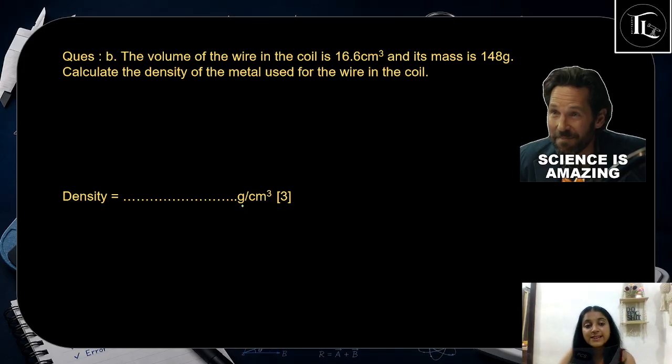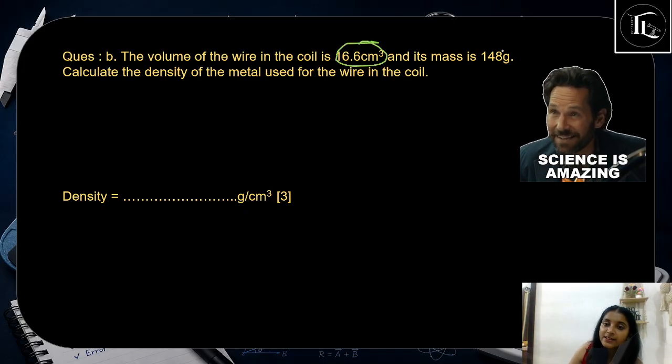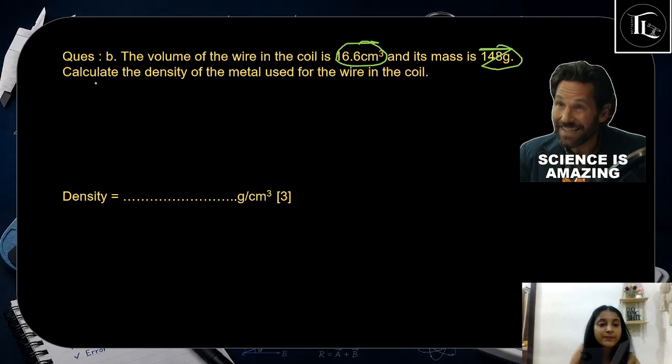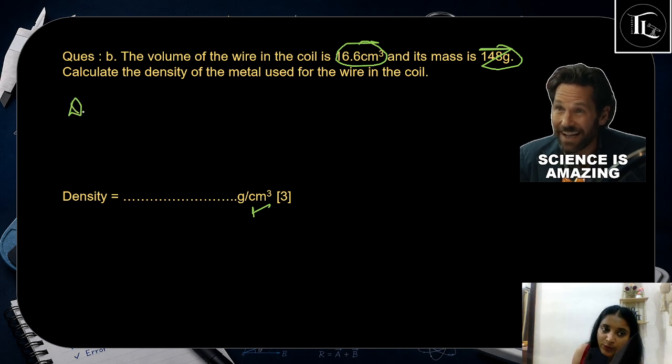Okay, so next is the volume of the wire is given. And they're saying the mass is also given, and the units are in CGS, that is centimeter cube and gram. You don't need to convert because they're also expecting you to answer in the same units. Calculate the density of the metal used for the wire in the coil. What is the formula for density? Density is mass by volume.